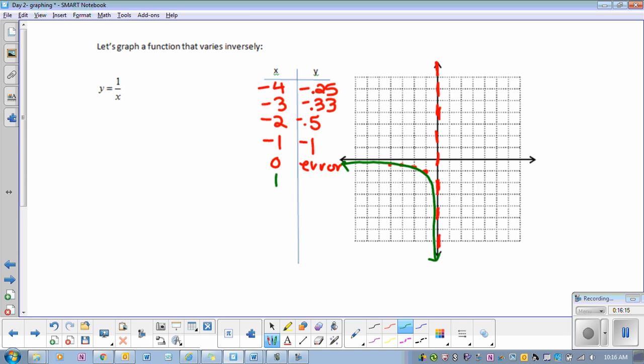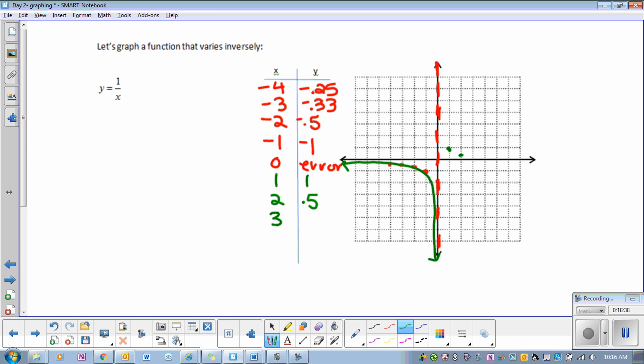How about when I'm at x equals 1? What's my y value? 1. Okay. And then how about at 2? 0.5. Okay, so let me graph that. 1, 1, 2, 0.5. Oh no, this looks like it's going to do the same thing.